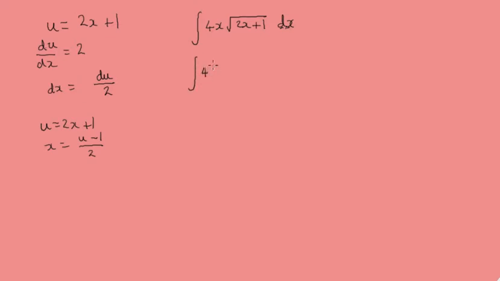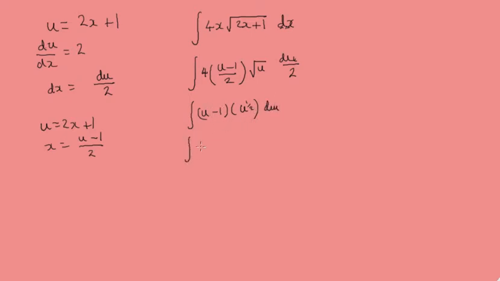So we have 4, and we have (u minus 1) over 2, and then the square root of u, and then du over 2. So let's now tidy this up before we do anything. These are going to cancel. We've got a 2 times 2, that's 4, and 4 there, that will all cancel out. Then we'll have u minus 1 multiplied by u to the power of a half, and that's by du.